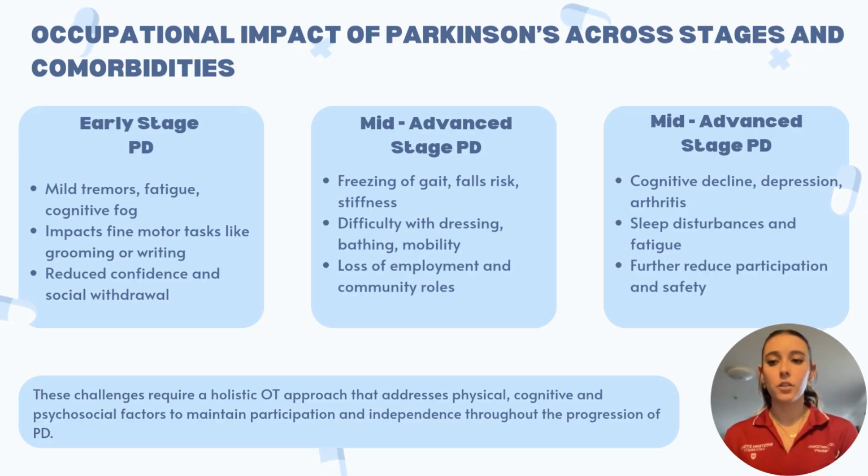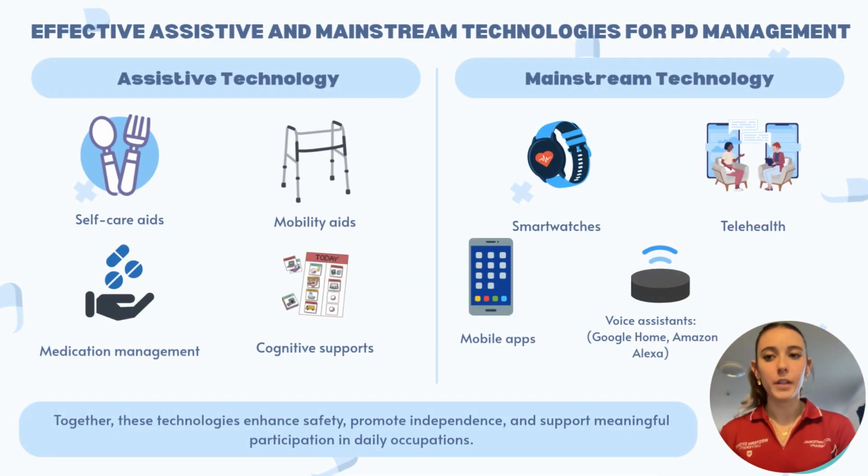Common comorbidities such as cognitive decline, depression and anxiety, arthritis, sleep disturbances, and chronic fatigue further reduce stamina, affect routines, and increase functional challenges. These challenges require a holistic OT approach that addresses the physical, cognitive, and psychosocial factors to maintain participation and independence throughout the progression of Parkinson's disease. Technology plays an important role in supporting daily function and participation for people living with Parkinson's disease, particularly when matched to their needs and stage of progression.